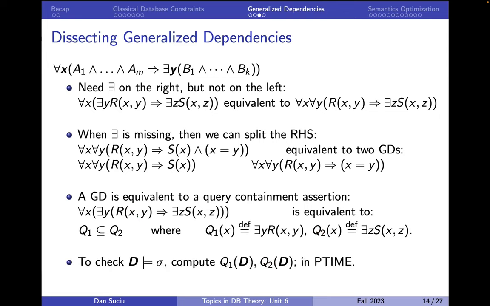This also tells us that it's easy to check. If a database instance satisfies the generalized constraints, just evaluate these two conjunctive queries. I mean, you need to optimize it, but it's computable in polynomial time. It's decidable in polynomial time. This is not the implication problem. This is a model checking problem. We just want to check if a database satisfies these constraints.